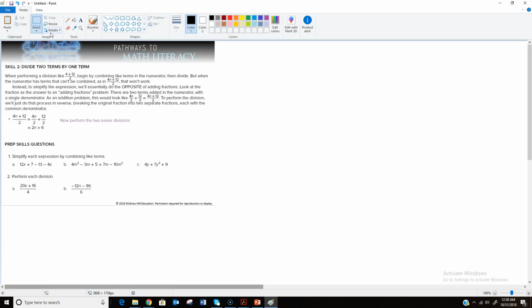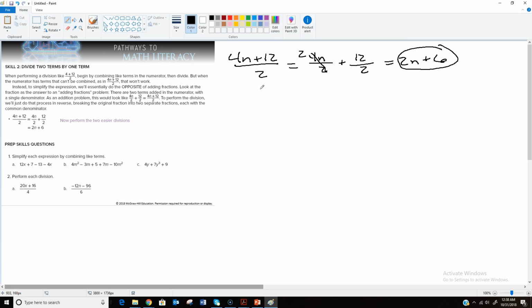Okay, so now our next skill, we only have 2 skills in this lesson, is to divide 2 terms by 1 term. So if we start off with something like 4n plus 12 over 2, we can split that into 2 pieces, both containing the 2. So you can do 4n over 2 plus 12 over 2. And sometimes that makes it easier to simplify, so like in this case we can cancel the 4 with the 2 and make it 2. So we have 2n, and then 12 divided by 2 is 6. And that's a lot nicer form than the 4n plus 12 over 2.